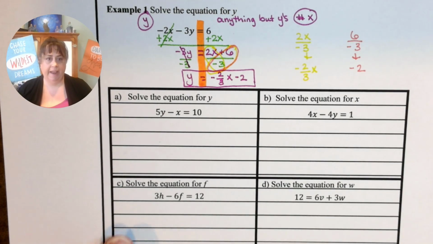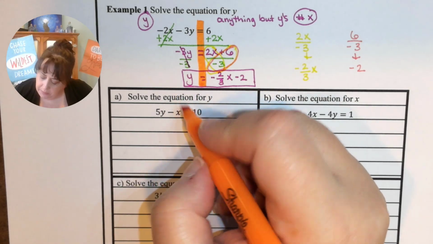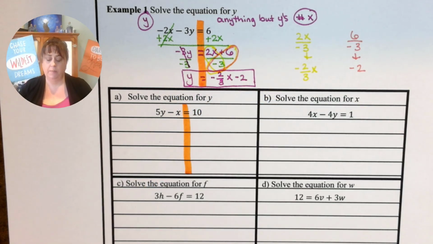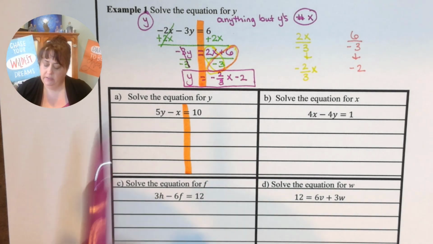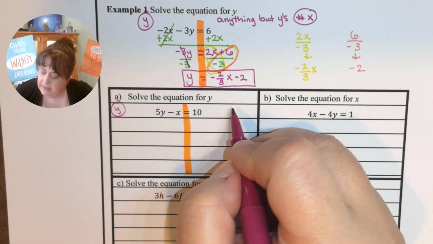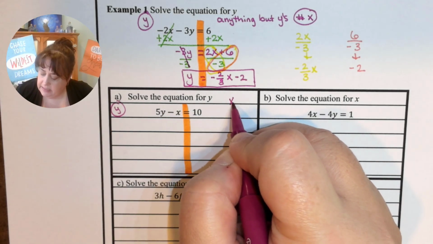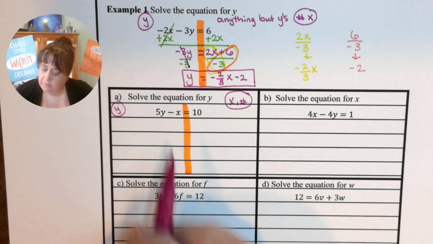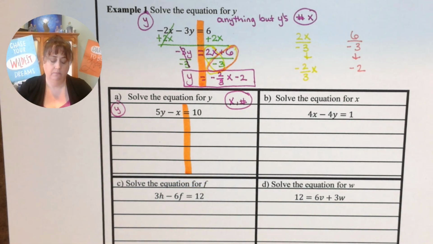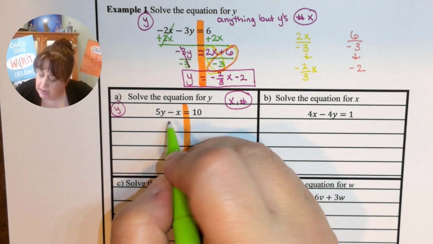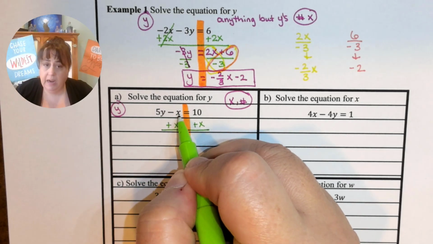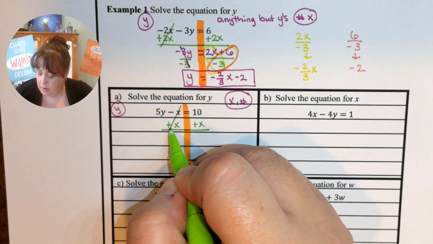Okay, let's look at A. We're going to put in our road, and we're going to decide which side we want our x's on and which side we want our y's on. So ask ourselves, what are we solving for? Y. So this side's going to be y's, and this side's going to be x's and numbers. So that x does not belong. So we're going to add x to both sides. So negative x plus x is 0.